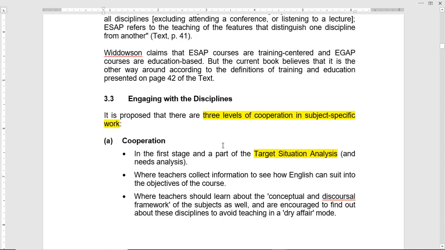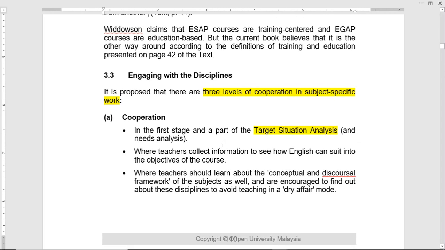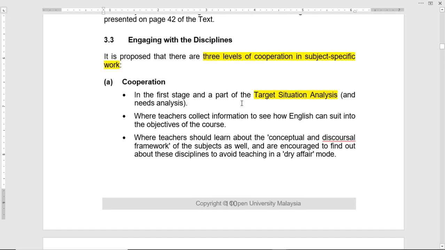Engaging in different disciplines, there are three levels of cooperation in subject-specific work. So it is proposed that there are three levels of cooperation when it comes to subject specific work. For example, English for medical students. So it's subject specific. There are three levels of cooperation in English for specific academic purposes.